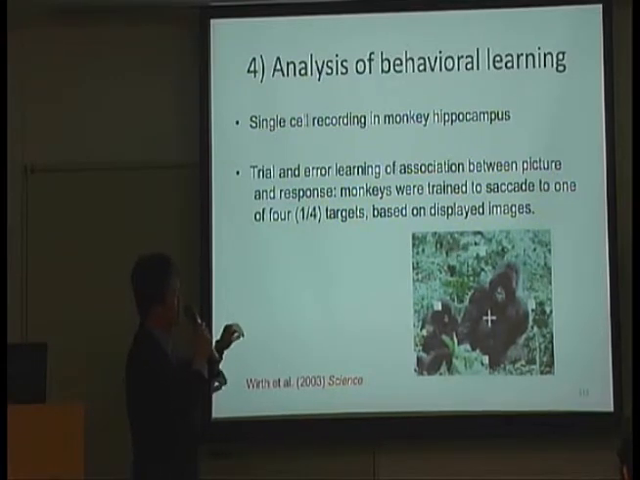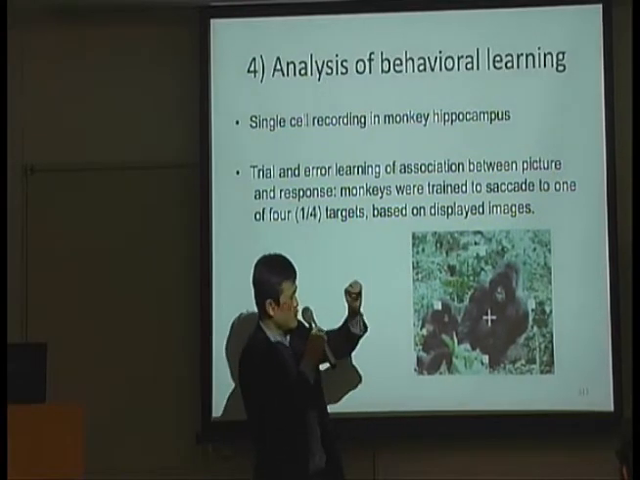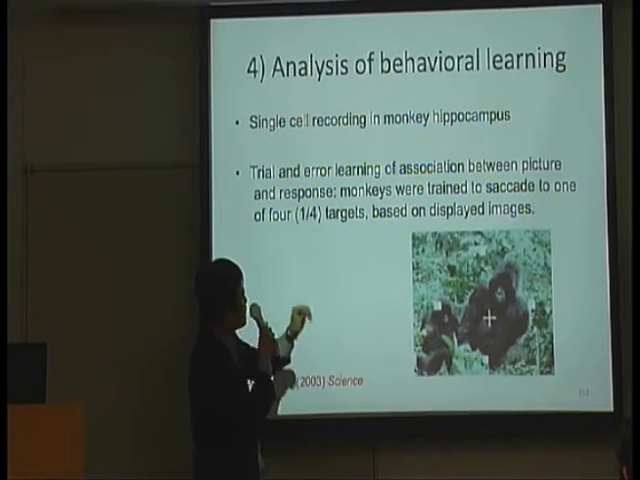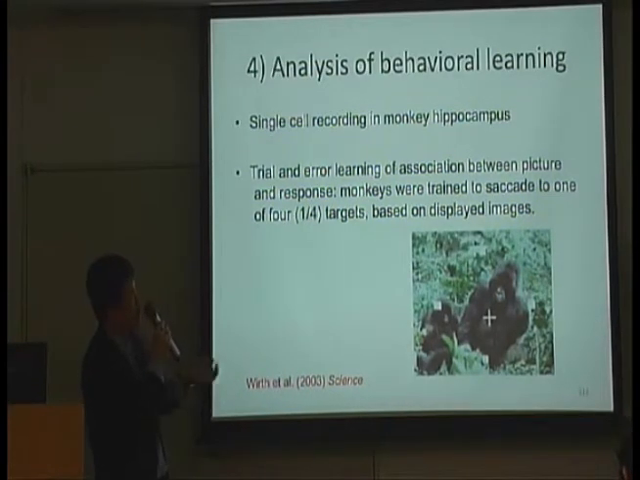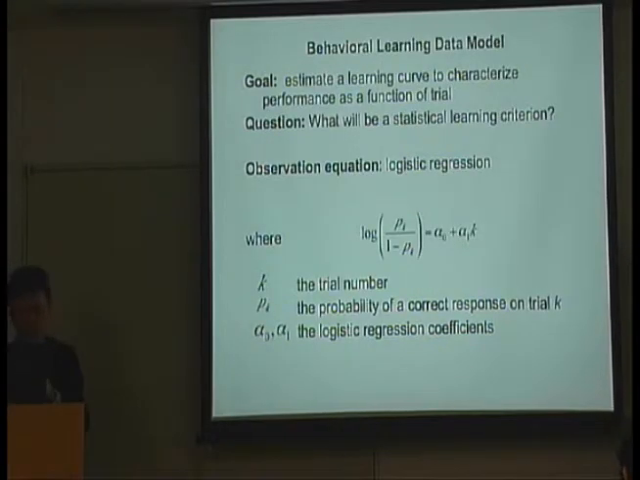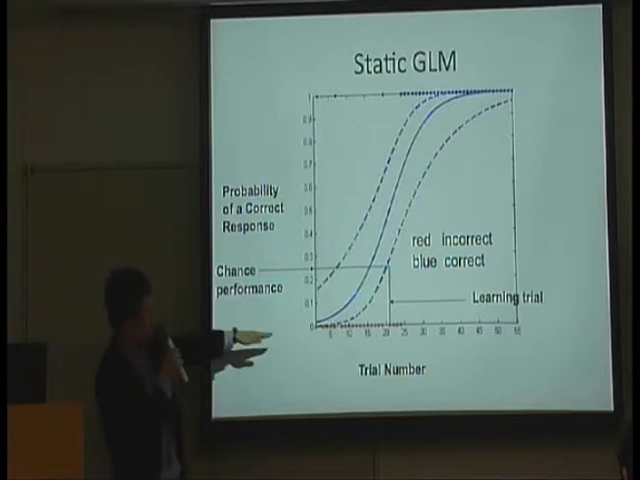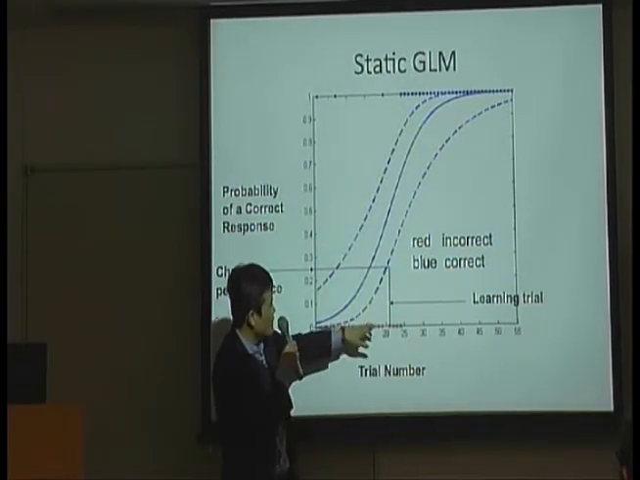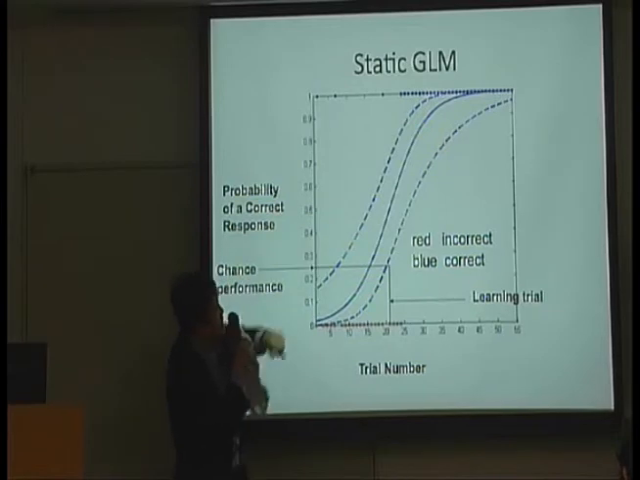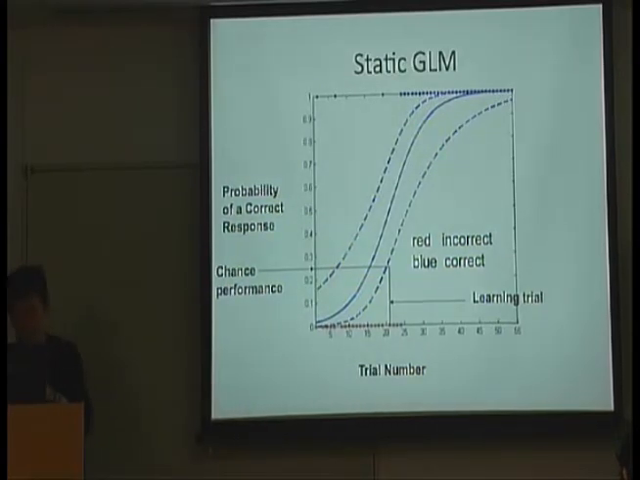The monkey is trained to saccade to one of the targets when presented with a certain picture, depending on the image. So the chance level, where the animal makes a random guess, will be a quarter, 1/4, right? Then you record the behavior response, which is shown here. The blue and red around this is trial number, the red showing the error, the blue showing the correct. This is your behavior measurement.